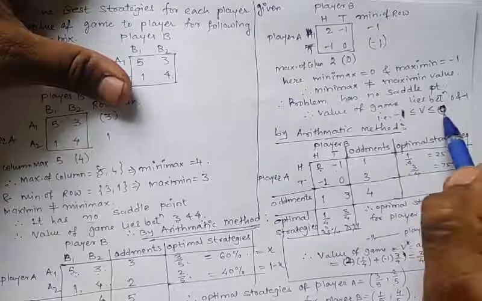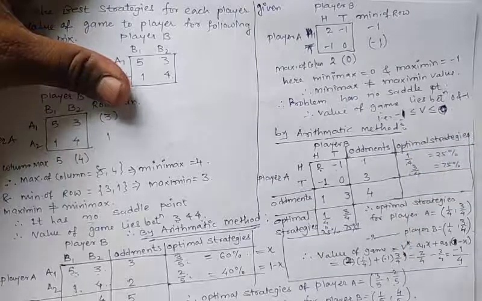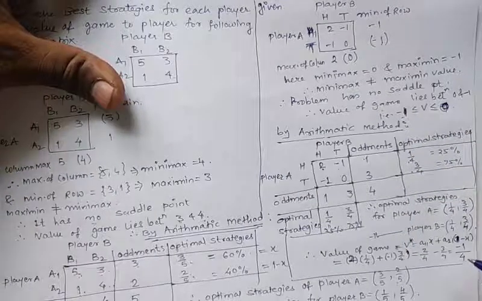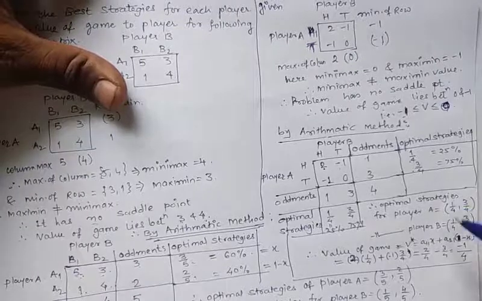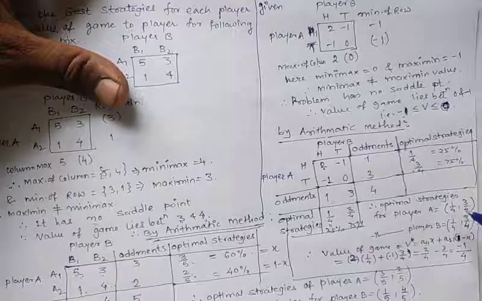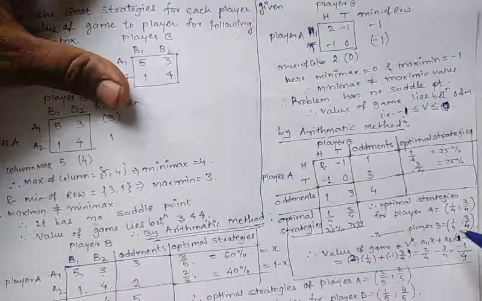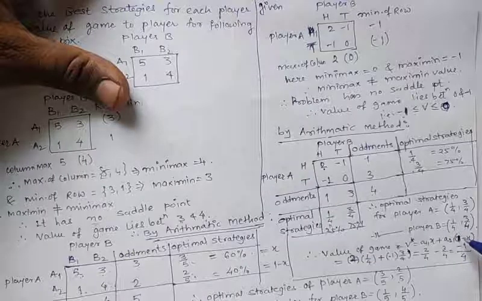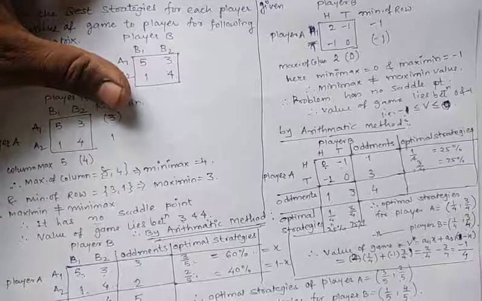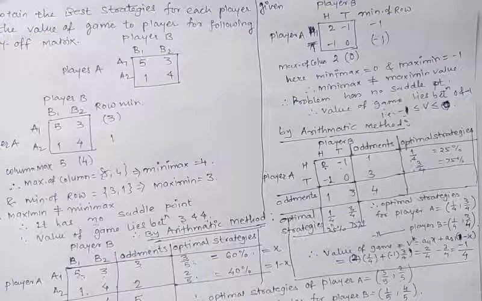This value lies between minus 1 and 0. Therefore the value of the game is minus 1 upon 4, and the optimal strategy for player A is 1 by 4, 3 by 4, and for player B the optimal strategy is also 1 by 4 and 3 by 4. Okay, we will stop here.